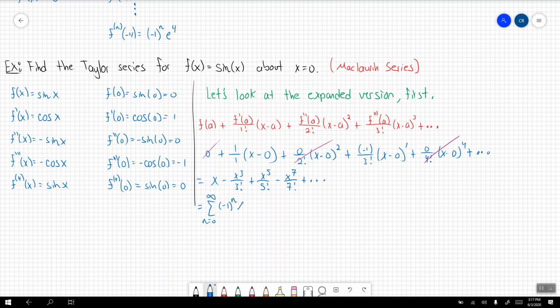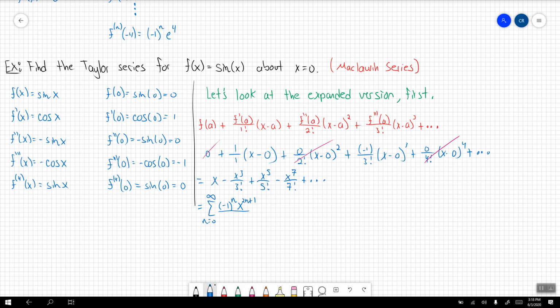Good. Now I need x. x to the power of 1, x to the power of 3, x to the power of 5, x to the power of 7. I need to represent these odd numbers in terms of n. So I'm going to represent it as 2n plus 1. You can double check. If n is equal to 0, we get x to the power of 1. If n is equal to 1, we get x to the power of 3. If n is equal to 2, then we get x to the power of 5. It's looking good.